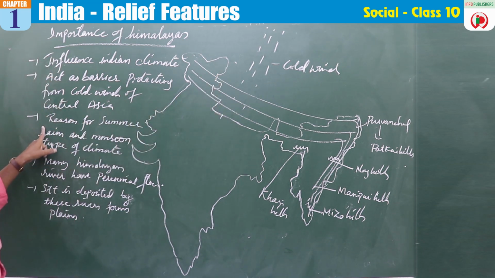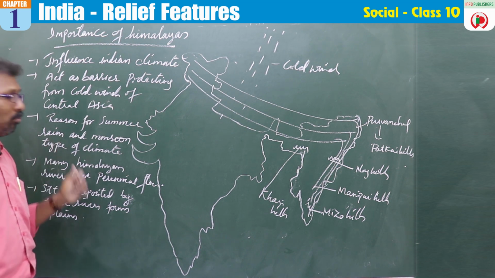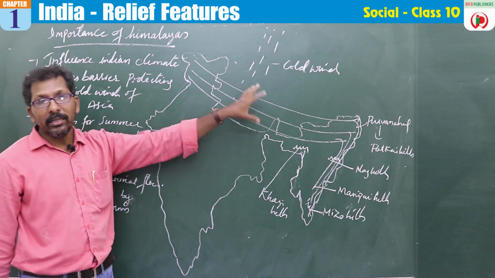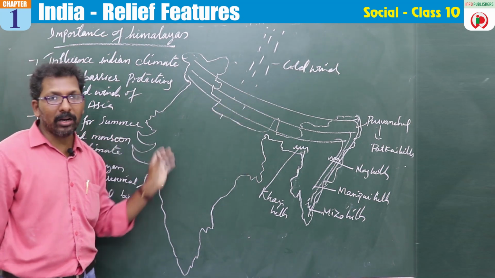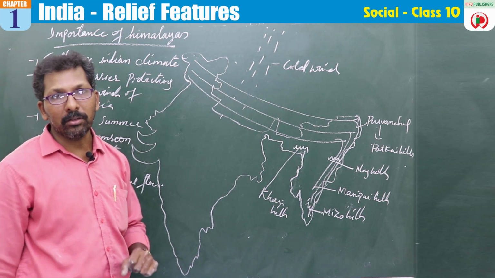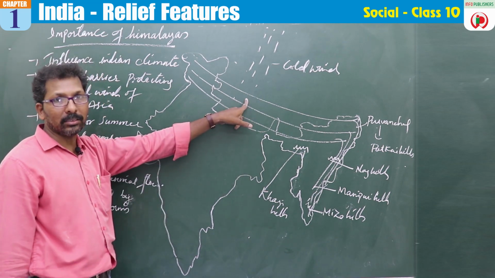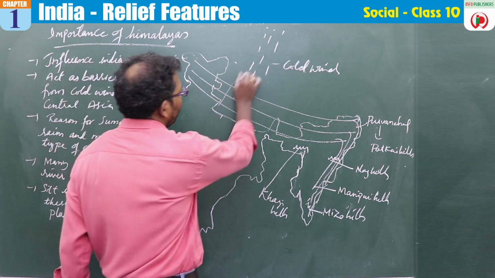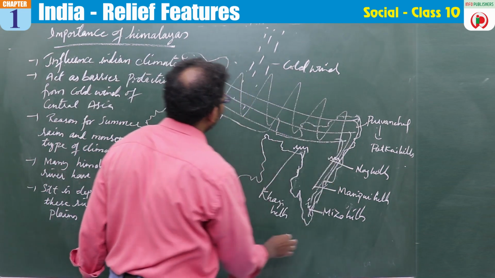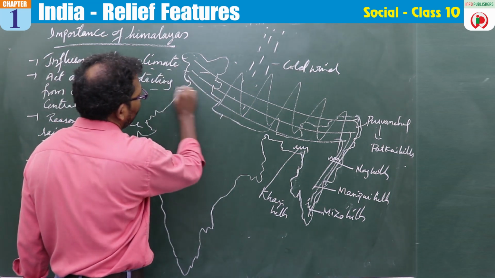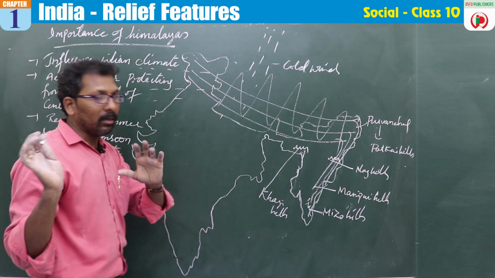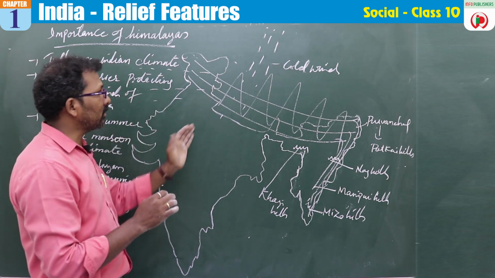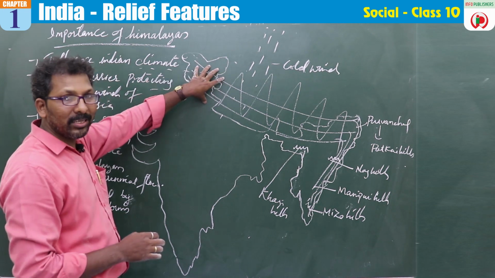Next, the reasons for summer rains and monsoon type of climate. That is also because of the Himalayas. In summer also, in some particular parts of our country, we receive rainfall. It is due to the Himalayas. So what are the Himalayas doing? These are the Himalayas. When these winds blow from different directions, it may be from the west or from the east, the Himalayas stop these winds.